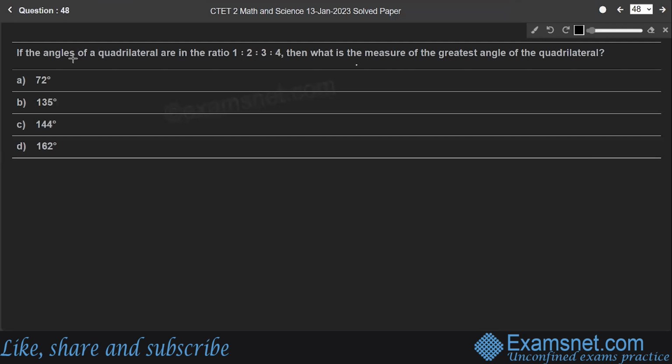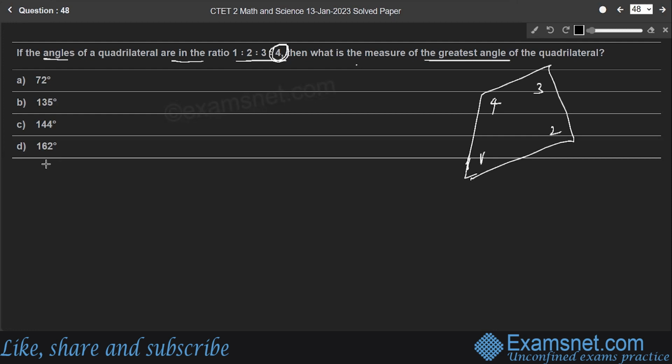Question 48. If the angles of a quadrilateral are in the ratio 1 is to 2 is to 3 is to 4, then what is the measure of the greatest angle of the quadrilateral? Based on the ratio, you can say this 4 is the greatest angle, right? We'll consider any quadrilateral like this. The angles are in the ratio 1 is to 2 is to 3 is to 4.